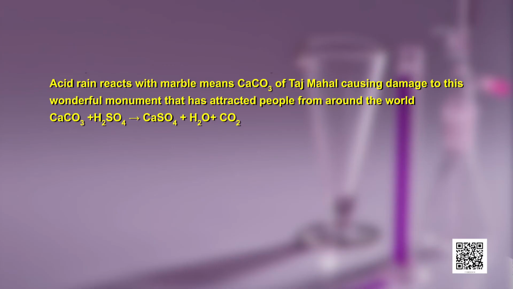The Taj Mahal in India has been affected by acid rain, and it is a perfect example to see the adverse effect of acid rain. Acid rain reacts with marble, meaning calcium carbonate, of the Taj Mahal, causing damage to this wonderful monument that has attracted people from around the world. Now, what is the reaction occurring between acid rain and calcium carbonate? That is calcium carbonate plus sulfuric acid giving calcium sulfate, that is CaSO4, plus H2O plus CO2. Acid rain can be understood by watching this video.